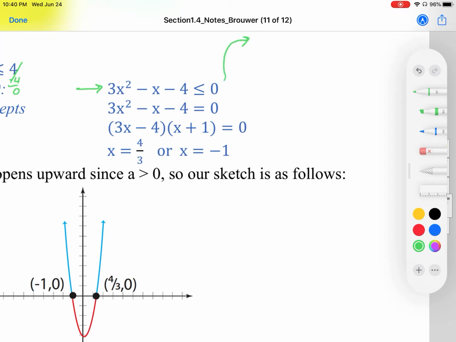The way we have this one, our leading number is not 1, it's a 3. This is often called the AC method. But again, if you don't catch this or if you forgot, there's a video on module 0. 3 times negative 4 is negative 12, and my middle number is negative 1. So you want to think, what numbers multiply to give you negative 12 but add to give you negative 1? That'd be 4 and 3. We want a sum of negative 1, so 4 would have to be the negative number.